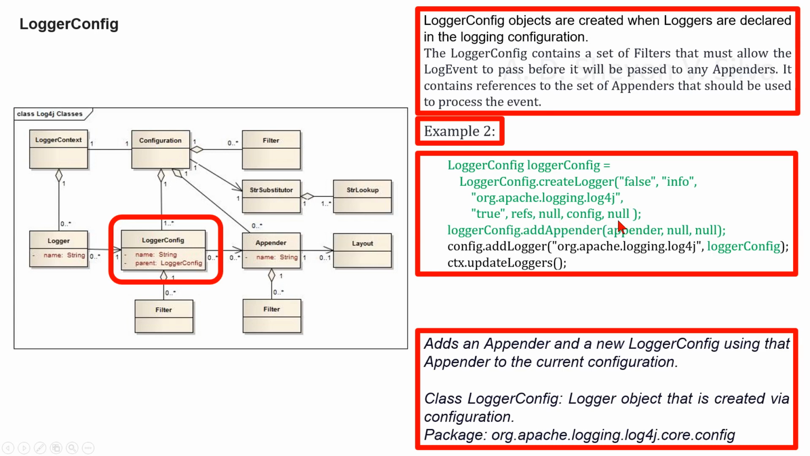This method is deprecated in 2.7. Use createLogger with the boolean value here for additivity. This addAppender method adds an appender to the logger config. This is the appender, and this is the level, and this is the filter.